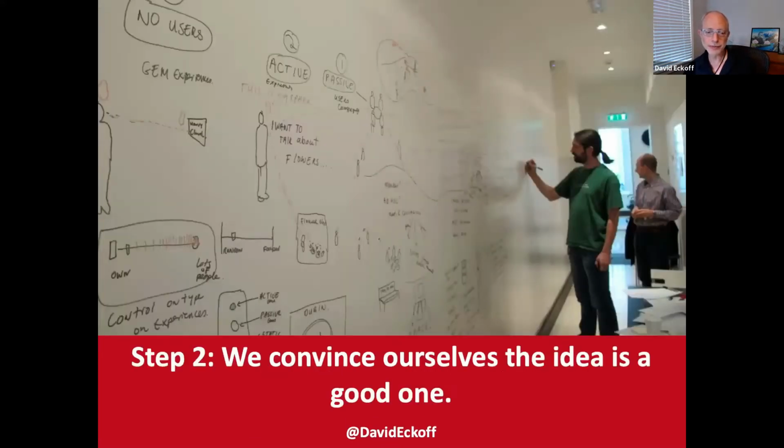Step 2, we convince ourselves the idea is a good one. And this is where we get really off track, because we don't even know that we're doing it. We're doing this without even realizing it. We're convincing ourselves the idea is a good one. Maybe it's at a whiteboard, developing a really sophisticated, intellectually interesting model like this person's doing. I did this at a company in Seattle for about 3 months on a new product. We developed some incredibly interesting models that we used to convince ourselves the idea is a good one.